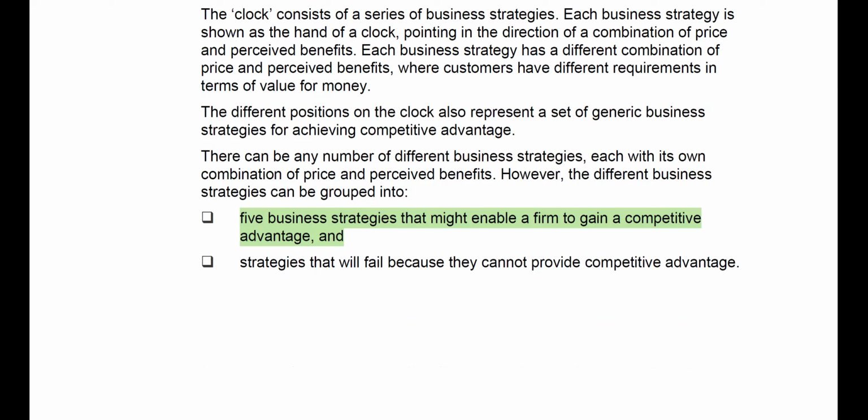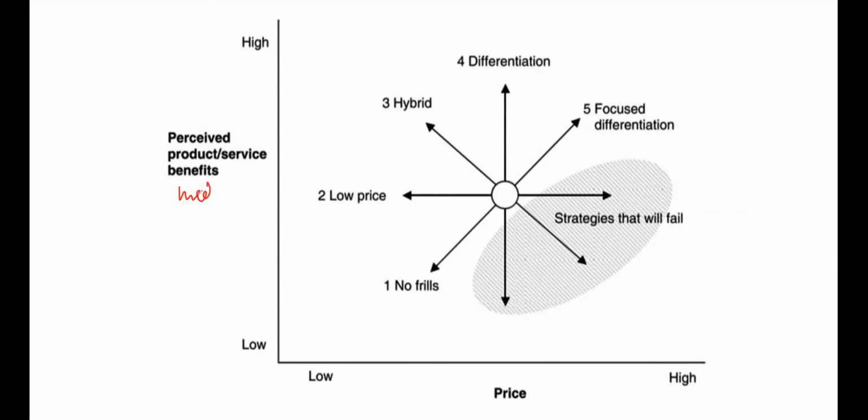Okay, so I prefer, in exam, you might forget. So I like it like this, right? Low, medium, high, low, medium, high, so that it makes more sense, right? So you are saying that when there's a combination of low perceived benefit and a low price, you get what we call a no-frills strategy. Okay? When there's a medium perceived benefit, are you getting it? And a low price, it creates a low price strategy, right?